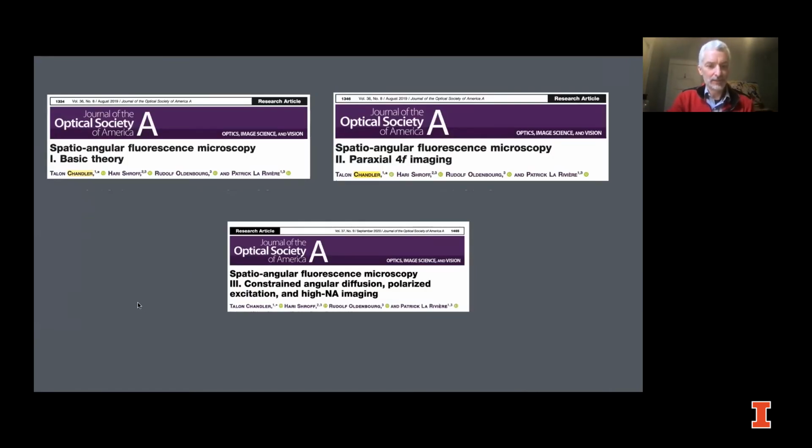The theory papers that begin to lay out the forward model have all been published in JOSA A in the last couple of years, shown here. And then we're acquiring more data for the applications paper. And with that, I will stop and ask if you have any questions.